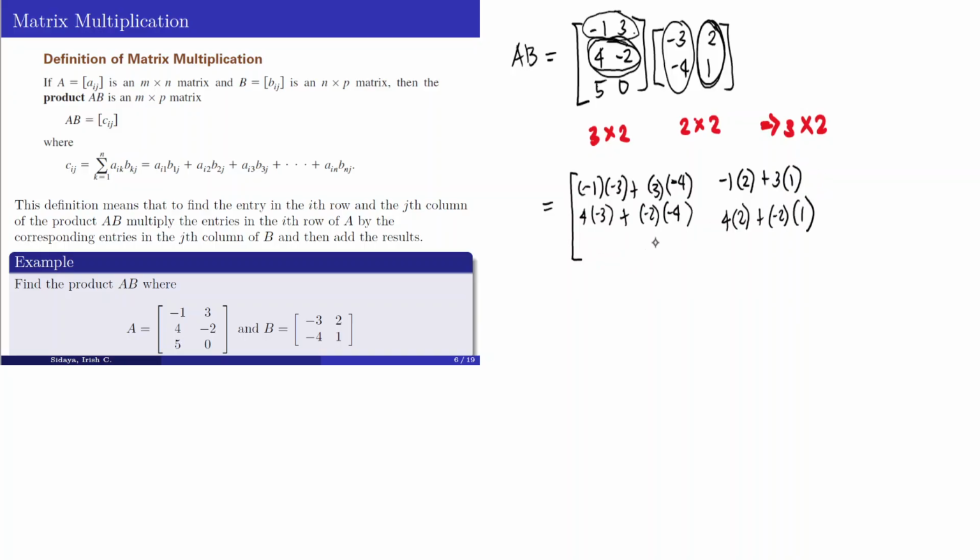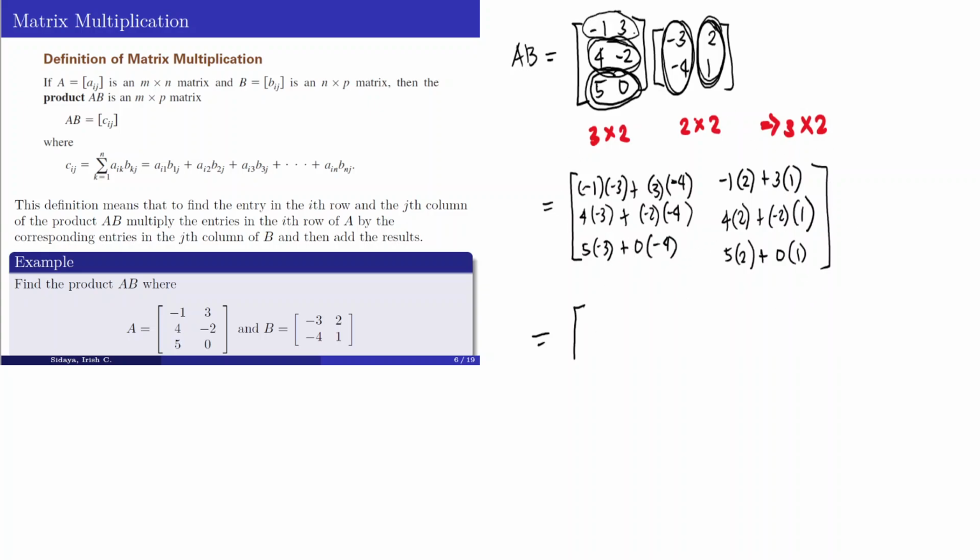And then for the third row, we will multiply the third row of A times the first column of B: 5 times negative 3 plus 0 times negative 4. And then for the last entry, we will multiply the third row of A by the second column of B. So that is 5 times 2 plus 0 times 1. Okay? Actually, you can do it on scratch paper, or you can do it mentally.